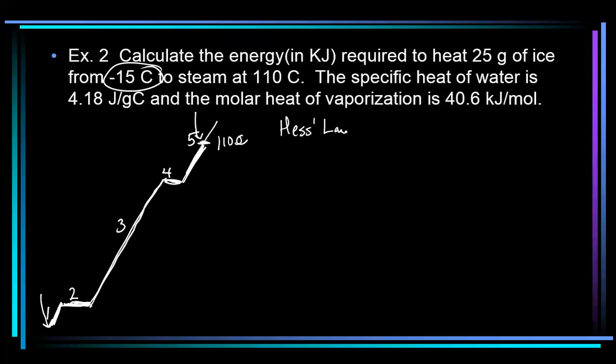Hess's law states that if you have multiple steps, you add the heat of step number 1 to the heat of step number 2 to the heat of step number 3, etc. So how many steps do we have? 5. How do we find the final answer? Add all 5 steps together.